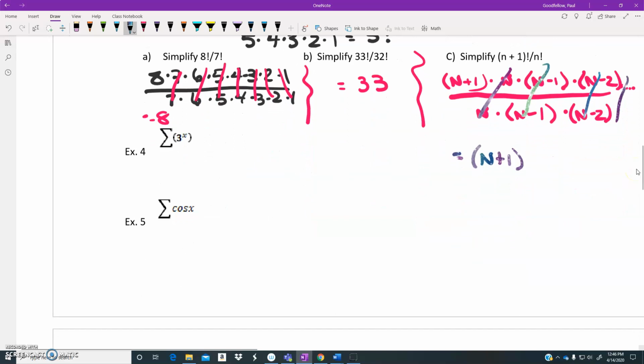Okay, sigmas can work on powers. Like, say if I was saying x is equal to 0 going to 2, that would be 3 to the 0 plus 3 to the 1 plus 3 to the second. And ultimately, that'd be 1 plus 3 plus 9, or an answer of 13. Okay, that makes sense.